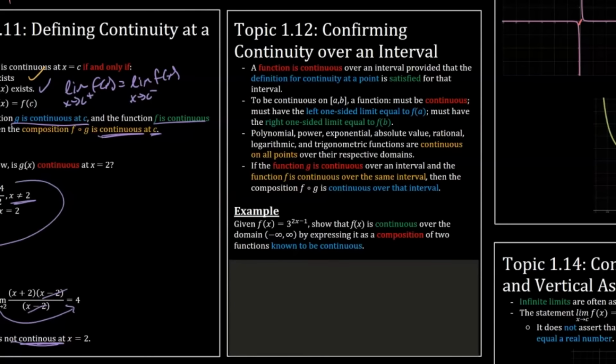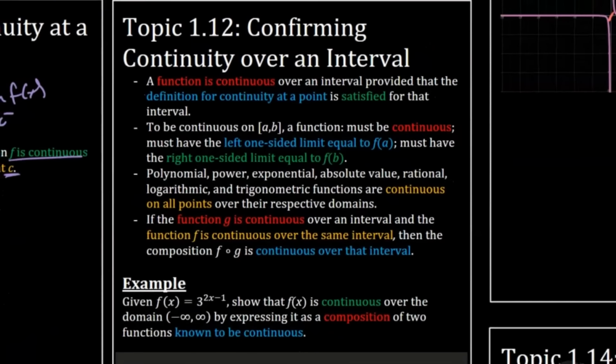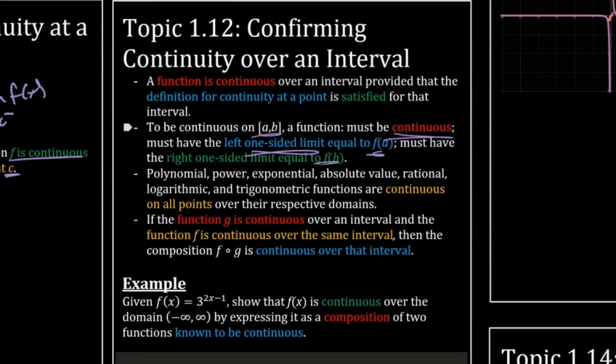Okay, topic 1.12, confirming continuity over an interval. In topic 1.11, we confirmed continuity at a point. Unsurprisingly, for a function to be continuous over an interval, it just means that the definition for continuity at a point is satisfied for the entire interval. Now, to be continuous on the closed interval [a, b], a function has to be continuous, but the left one-sided limit must also be equal to f of a, and the right-sided limit must also be equal to f of b. Essentially, this is just a definition of a closed interval.